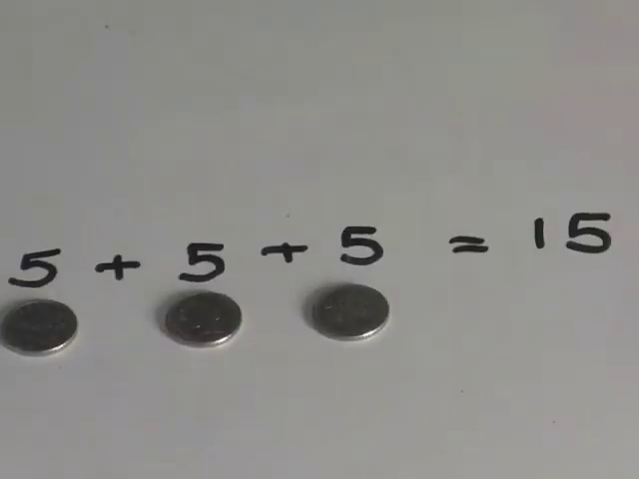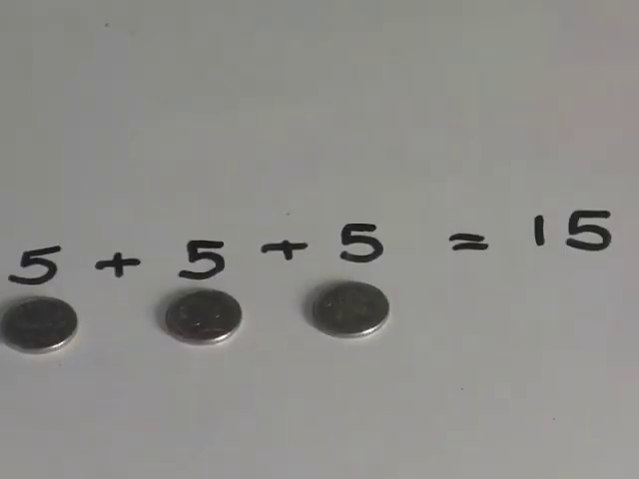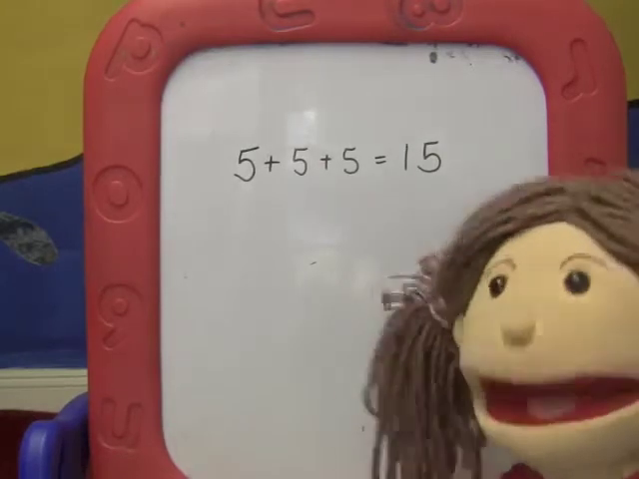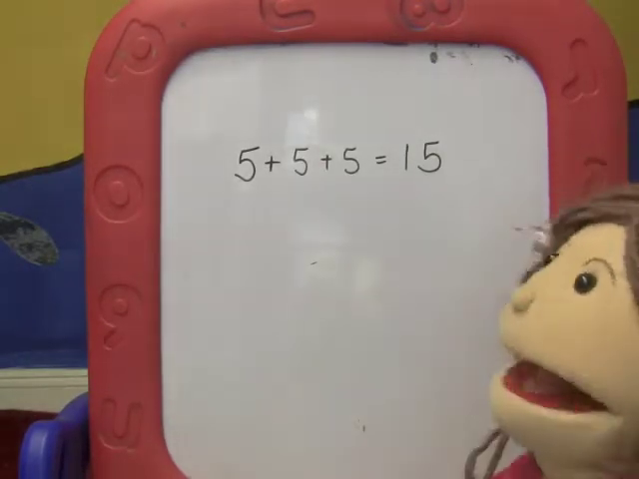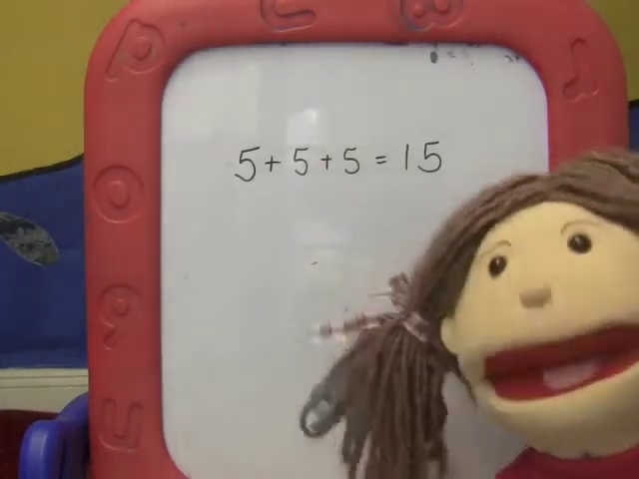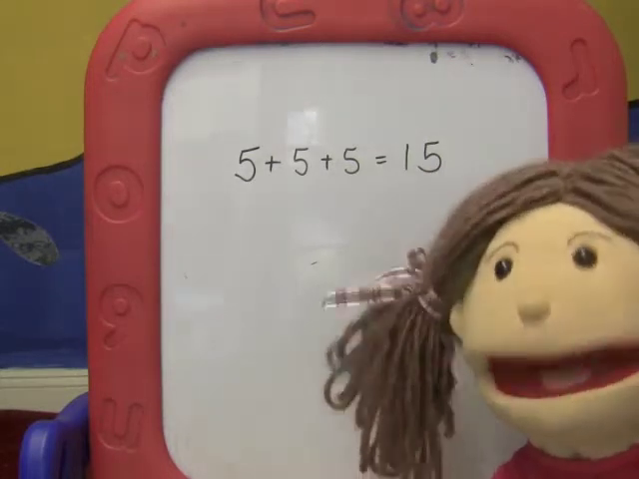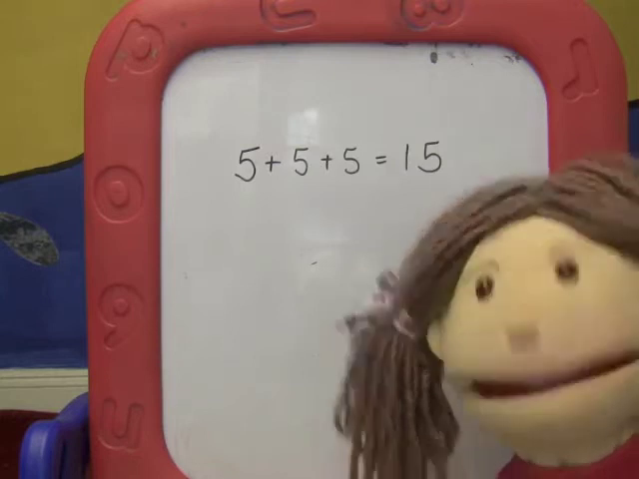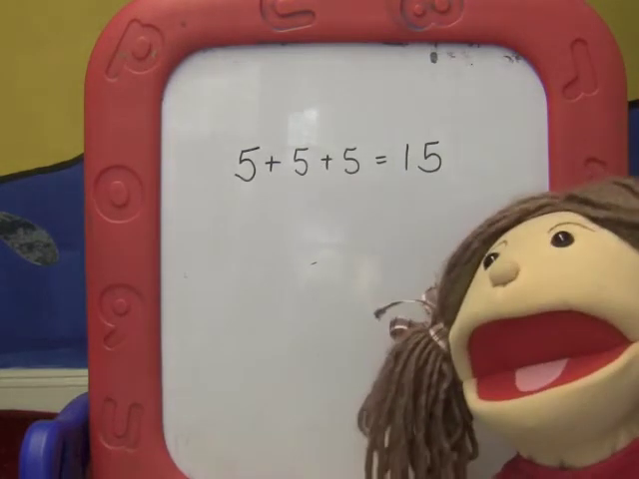3 5s are 15. 3 lots of 5 are 15. 5 plus 5 plus 5 is 15. Or 3 5s are 15. And we can use 3 5s to write this much more quickly. Let's see how we can do that.